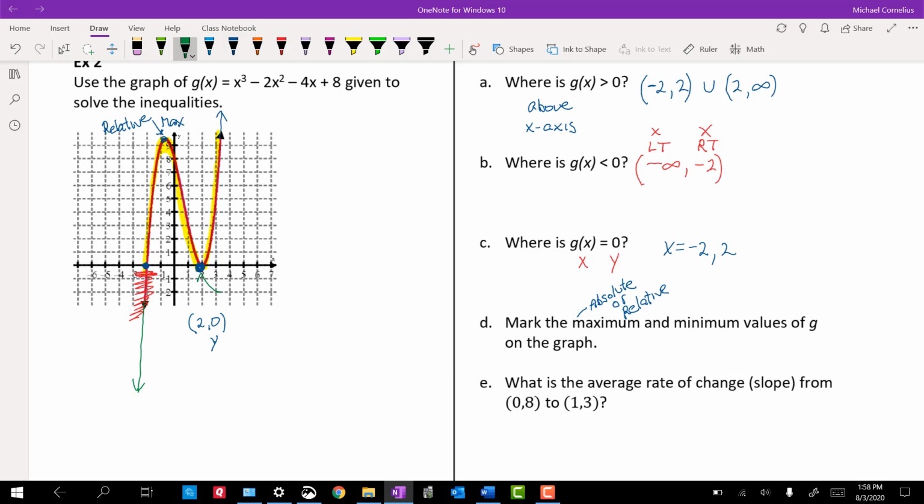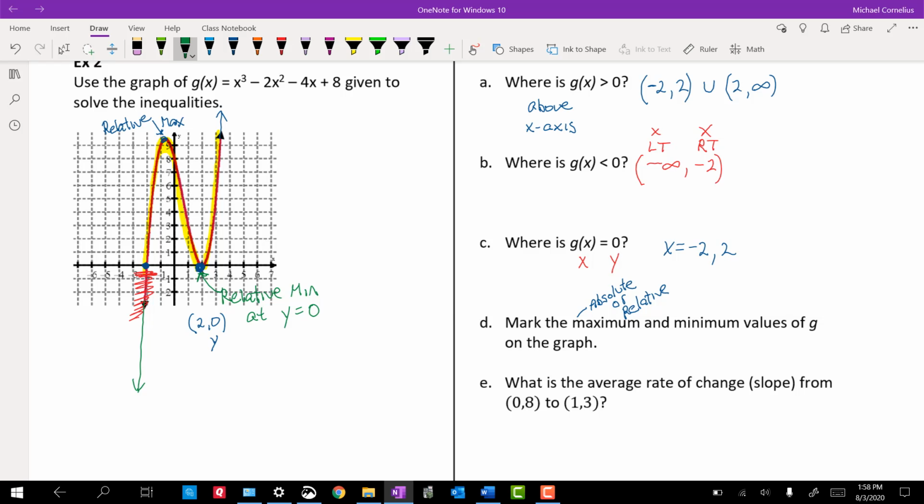These guys right here. This point at 2, 0, this is a relative min at y equals 0. Maxes and mins are usually given by their y values. Sometimes you could say, I have a relative min at x equals 2. That would be okay as well. All right, so just know the difference between the x and the y, and you'll be fine on those.